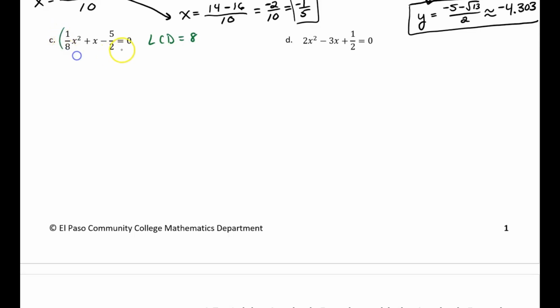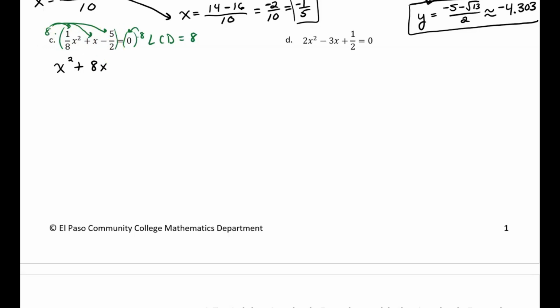In other words, if I multiply 8 times both sides of my equation, that's going to get rid of my fractions. So I have to distribute. I have to multiply every part of the equation by that 8. Well, when I do that, 8 times 1 over 8 is going to leave me with an x squared. It would be 8 divided by 8 is just simply 1. Then my next term, 8 times x, well, that'll give me 8x. And then 8 times a negative 5 over 2.